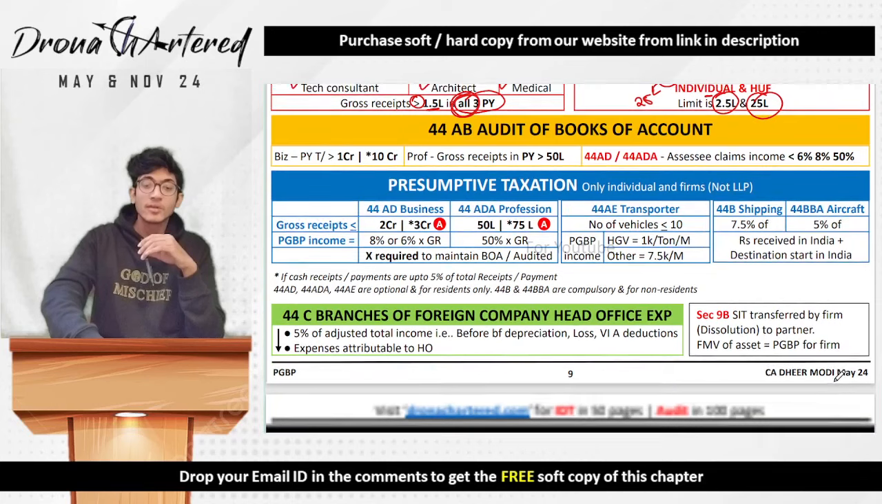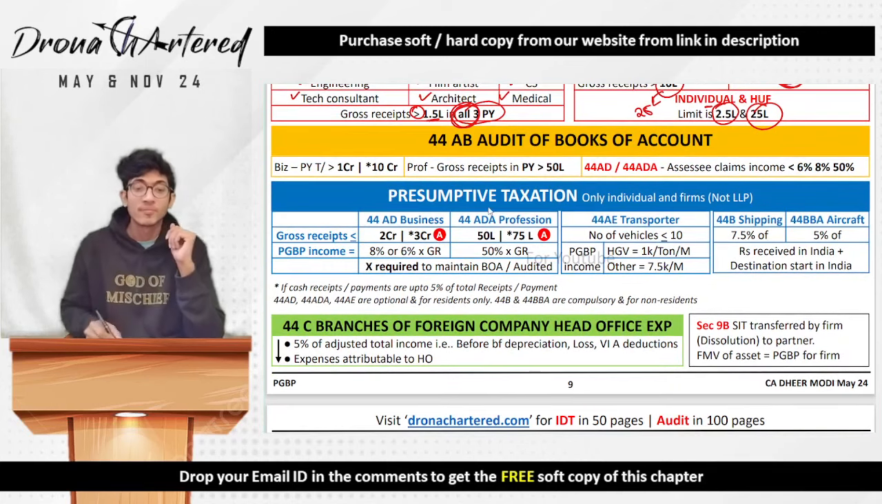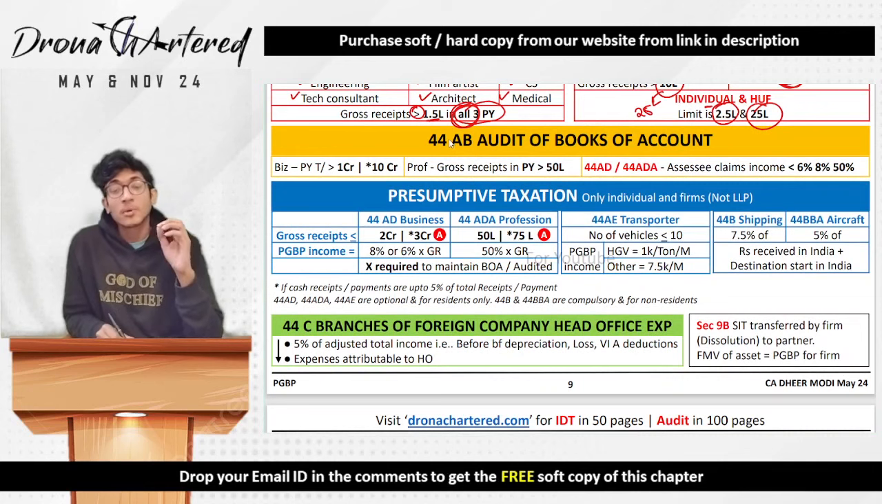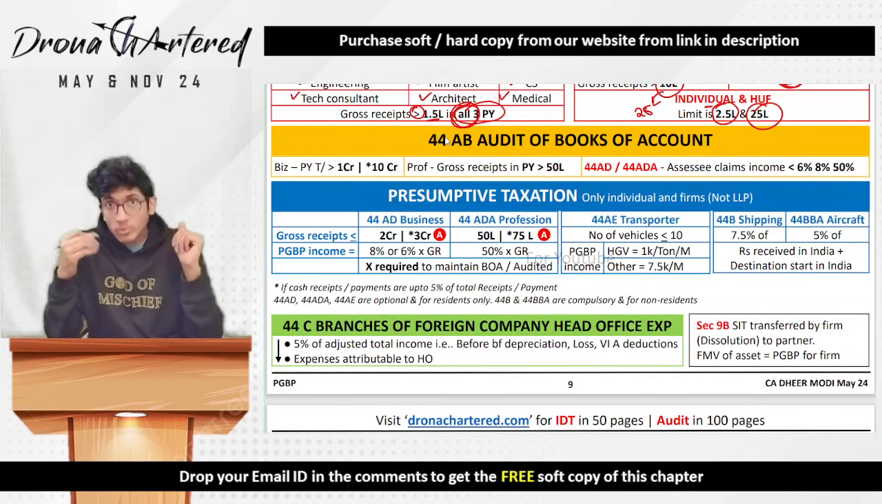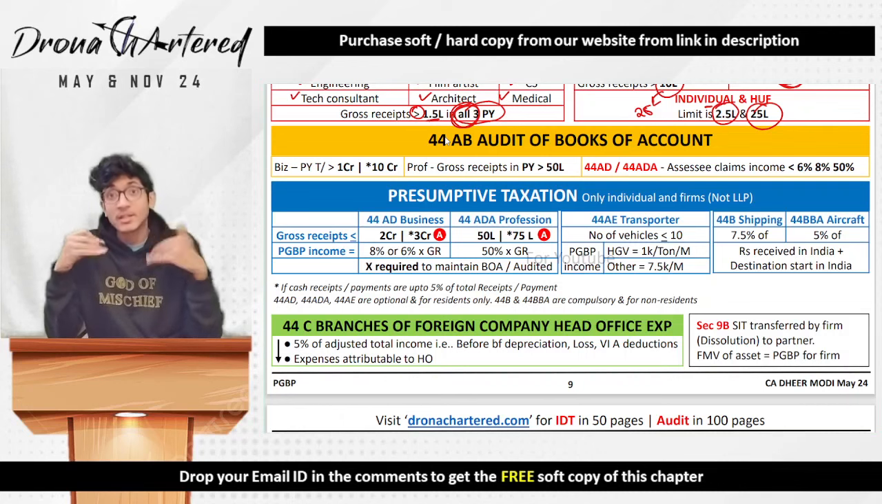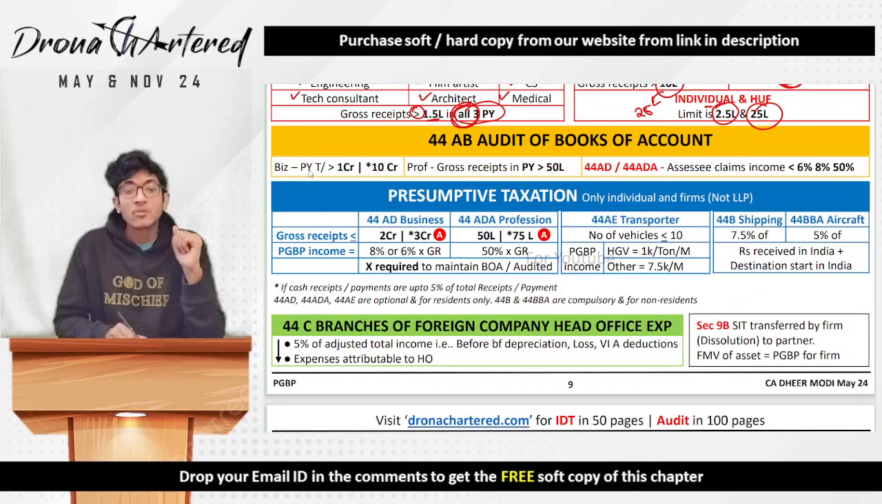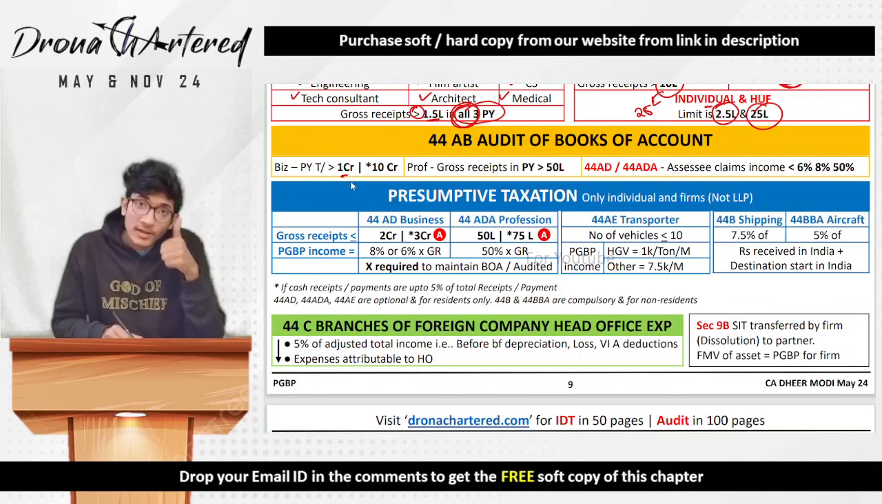Next is your section 44 AB. Section 44 AB is your audit of books of accounts. So 44 AB talks about certain people who are required to get their books of accounts audited. Now, of course, only when you maintain books of accounts will your books of accounts be audited. So therefore, the limits in this section will be much more than the limits in section 44 AA. So for businesses, if the previous year turnover is greater than 1 crore, in such a case they have to get their books of accounts audited. This star I will explain.